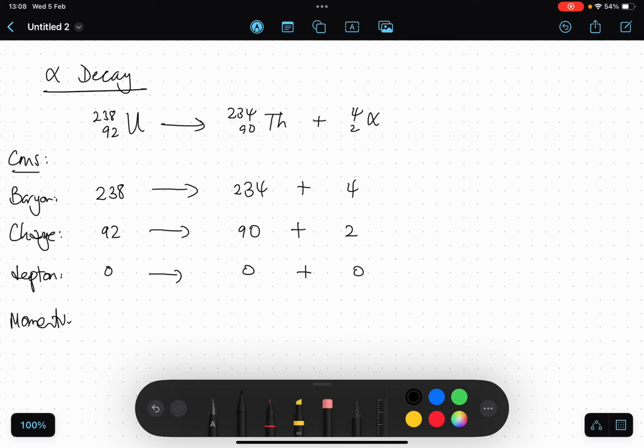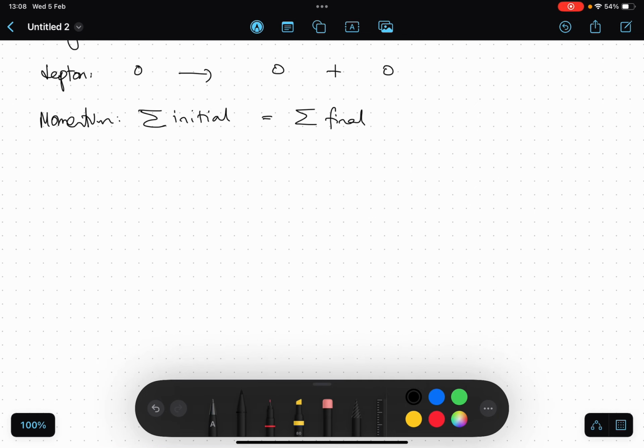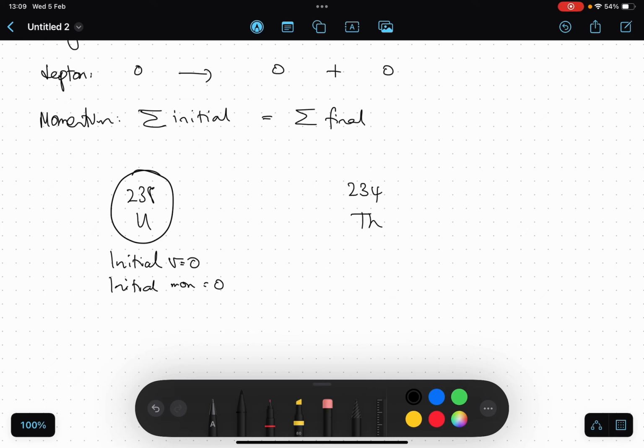Let's just have a look at momentum though. This is a conservation law you do need to be able to apply. We know that initial and final momentum are equal to each other. So what does that mean in this context? Here's our uranium nucleus, and initially it has 0 velocity, and so that means it's got 0 initial momentum. That means that the thorium and alpha particle that are produced must also have 0 final momentum.